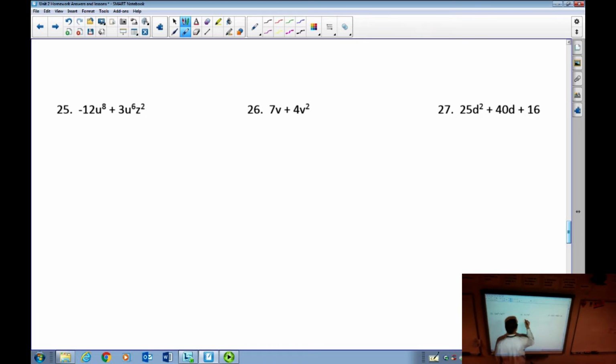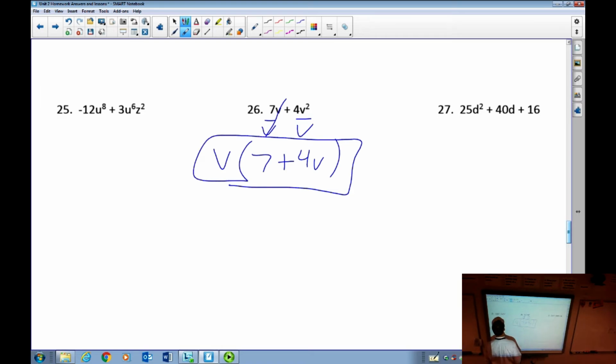26 is just a simple one. Don't overdo it. It's just divide by v, multiply by v. That's the GCF, the greatest common factor. These cancel, leaving us with 7 plus 4v. Nothing else we can do to factor that. So let's go ahead and circle that as our answer. So not too bad there. Kind of the same for number 25.